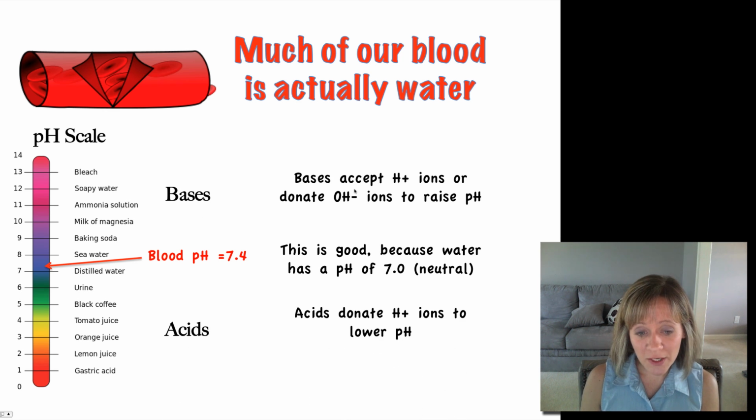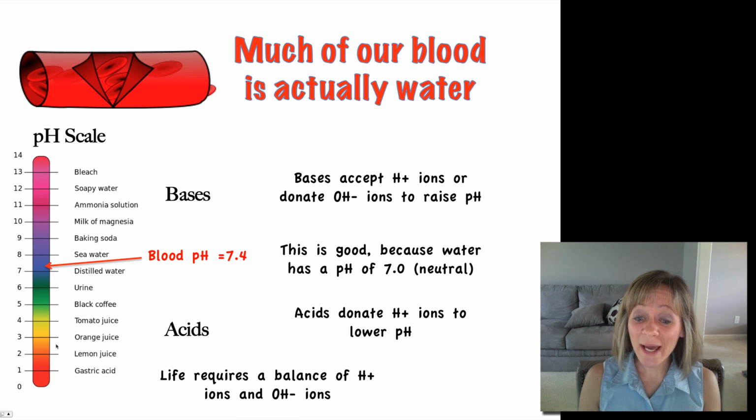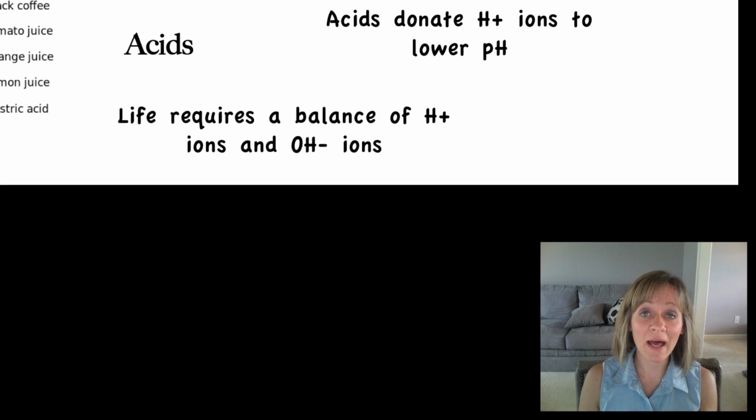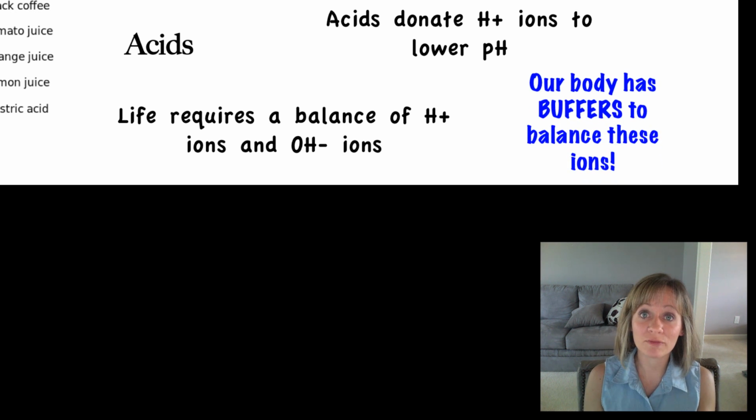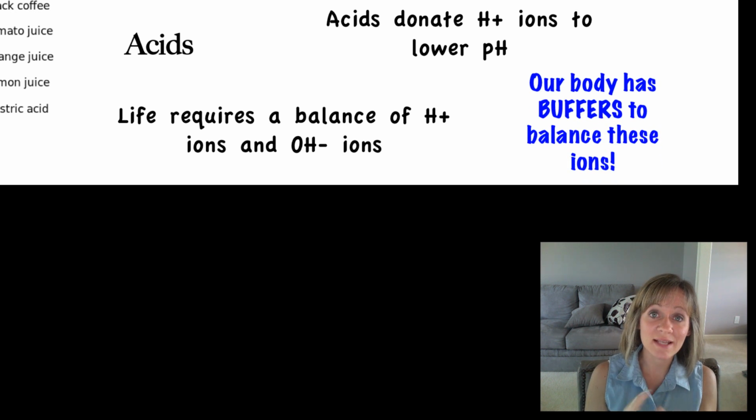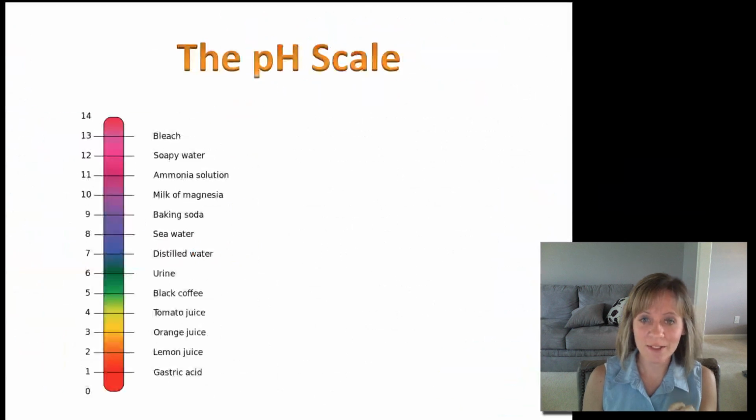And on the other end of the pH scale, we have acids. So this is between 0 and up to 7 are acids. And acids donate hydrogen ions, and they're going to lower pH, lower towards the 1-2 end of the pH scale. Now, why are we talking about the pH scale? Well, life requires a very delicate balance of hydrogen ions and hydroxide ions. And our body has something really cool called buffers that are going to balance these ions out. And you're going to learn more about buffers with your homework assignment.